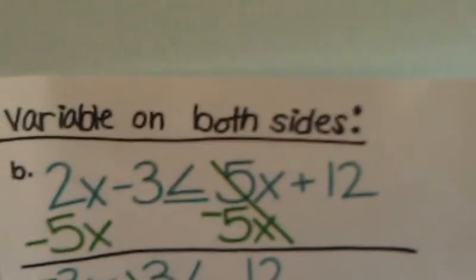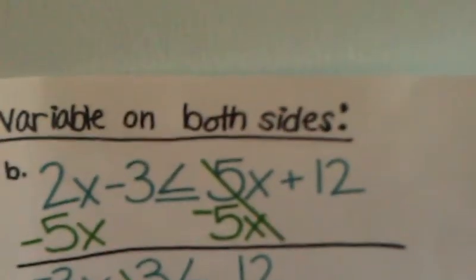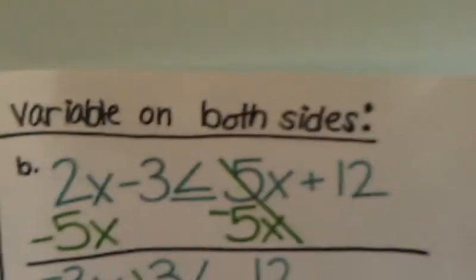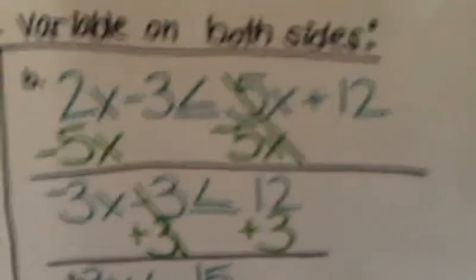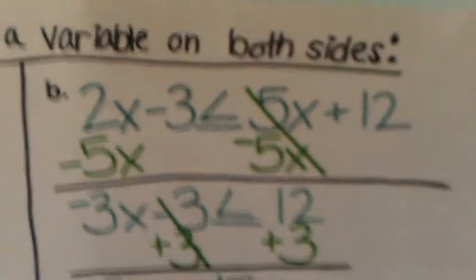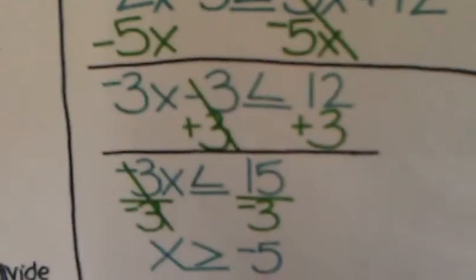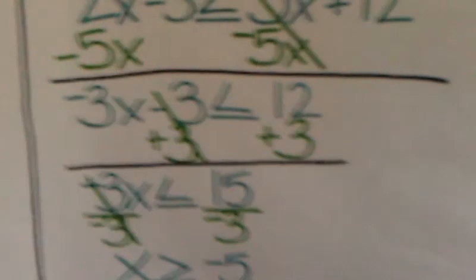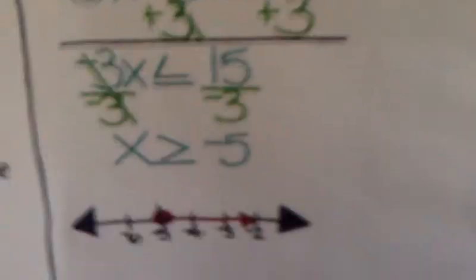2x - 3 ≤ 5x + 12. You subtract 5x from both sides. You get -3x - 3 ≤ 12. You add 3 to both sides: -3x ≤ 15. You divide by -3. x ≥ -5.